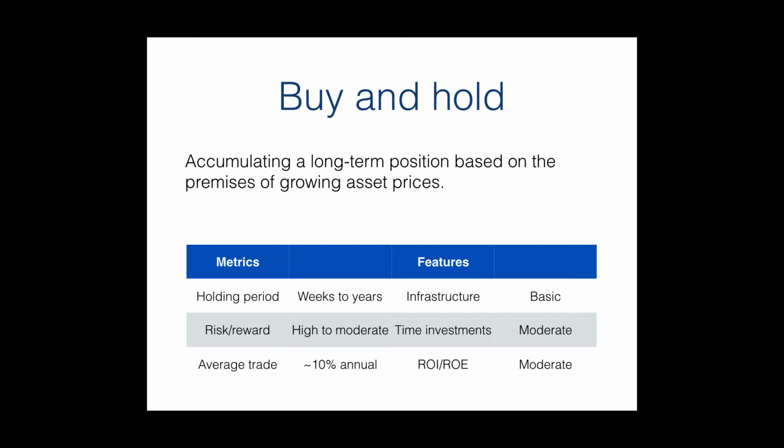Since we only add to position, add to position, add to position, it's better to speak about typical returns over time. So it doesn't mean 10% guaranteed or only 10% per year. This means that the actual figure will be the same order of magnitude as 10. Infrastructure required for buy and hold is of course very basic, and time investments are very moderate, and the return on investment is also moderate.